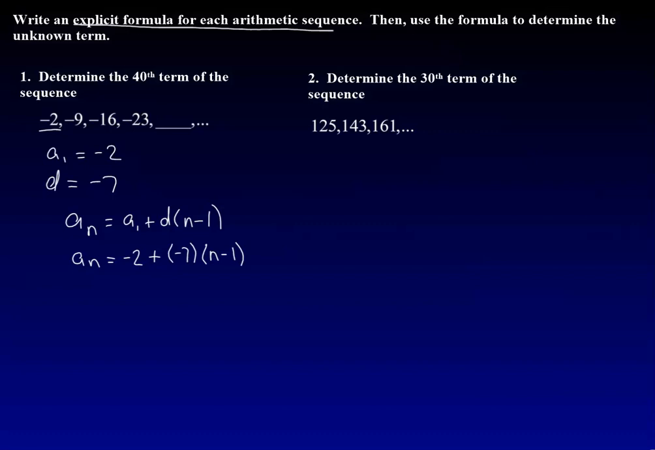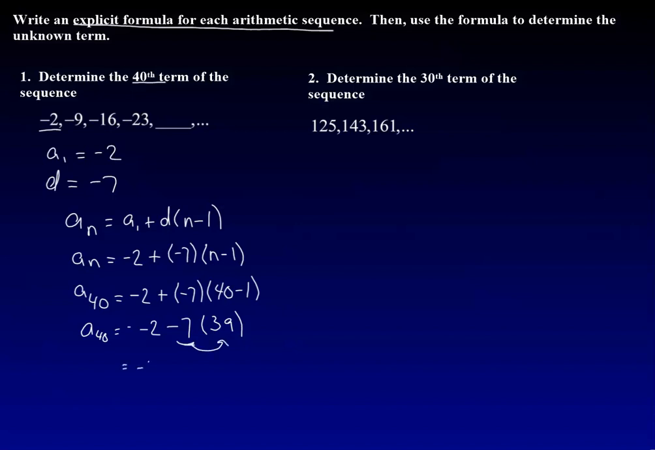Now I can find the 40th term. So that means n is 40. So then we have negative 2 plus negative 7 times 40 minus 1. By the way, if you don't like to write the plus minus, you're always welcome to rewrite it as minus 7 times, in this case, 40 minus 1 is 39.